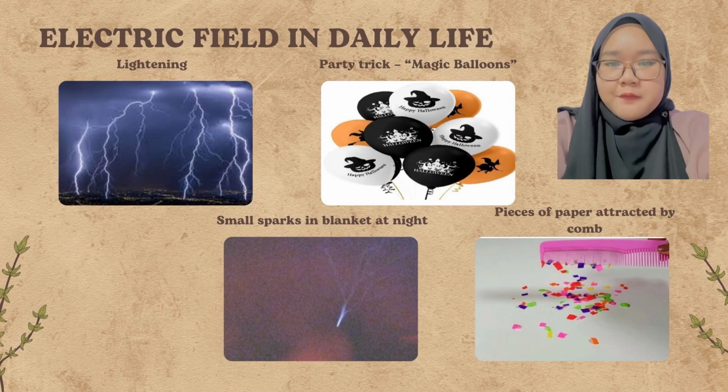These are examples of electric fields that can be found in daily life, such as lightning, party trick magic balloons, small sparks in a blanket at night, and pieces of paper attracted by gold.